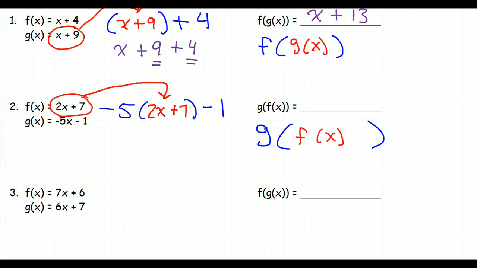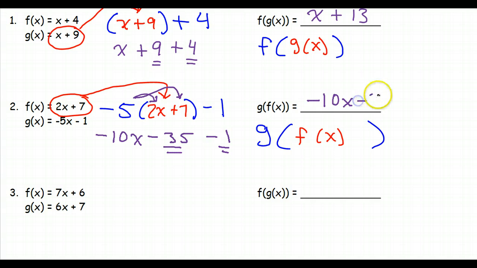Now because I have this -5 here in the front, I'm going to have to do the distributive property. So I'm going to wind up going bam and bam. So this is going to be -10x minus 35. And then we still have this -1 sitting over here, so don't forget about that. Combining these like terms, that's going to leave the final answer of -10x minus 36.